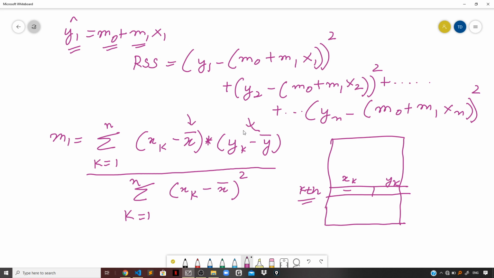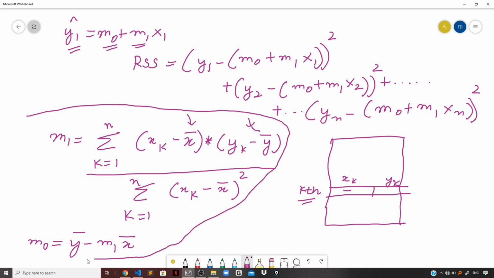And your m0 comes out to be y bar minus m1 x bar. So do take a note of these formulas because we will be using them later as well. Okay, so these are very important to keep in mind. Now let us start with the implementation in the very next video.